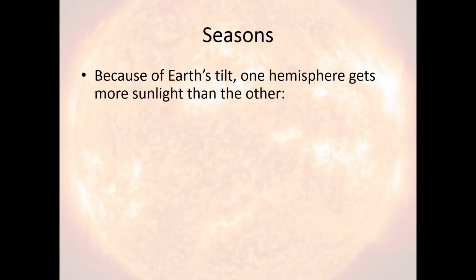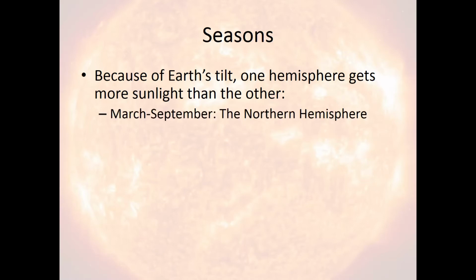Because the Earth is tilted, this actually results in a situation where one side of the Earth, we call these hemispheres, gets more sunlight than the other. The hemisphere that gets more sunlight is usually the spring and summer hemisphere. The hemisphere that gets less sunlight is usually the fall and winter hemisphere. Let's talk about this. So, from March through September, so the beginning of our spring to the end of our summer, the northern hemisphere, that's everything north of the equator, is getting the most sunlight.